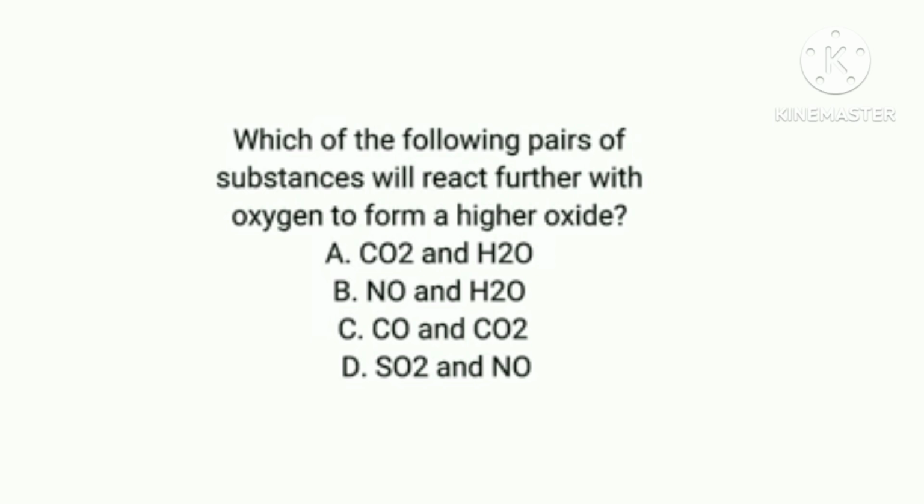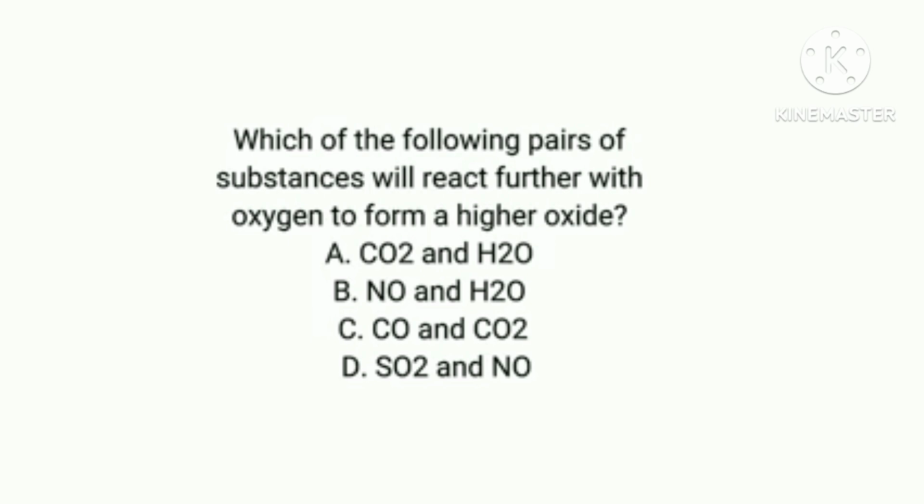So now let's pick the options and see. The first option we have is carbon 4 oxide and water. These 2 compounds are out of it from our explanation so far. So that option is wrong. Then B is nitrogen 2 oxide and water. Although nitrogen 2 oxide will react further with oxygen to give us nitrogen 4 oxide, the water molecule that is paired with it cannot. And the question is asking which of the following pairs, meaning they are interested in both of them being able to react further with what? Oxygen to give us a higher oxide. So in this case, nitrogen 2 oxide can, but water cannot. So that option is not the perfect option.